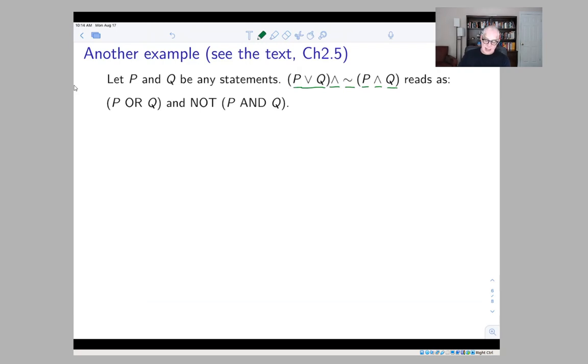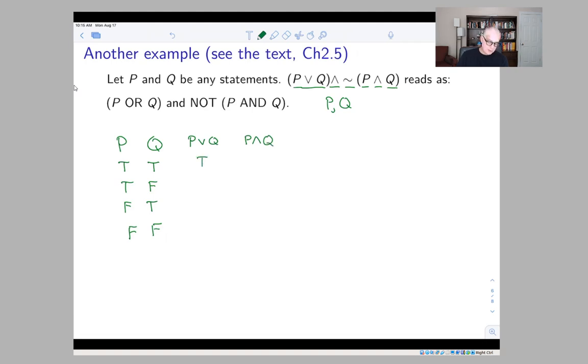Well, we only have two statements here. There's only P and Q. So there are only four possibilities for P and Q. They can be both true. One can be true and the other can be false. Or they can be both false. But to work out the whole thing, we have to take this apart into pieces. So we're going to have to look at both P or Q, and P and Q. So let's figure out both of those as part of this calculation.